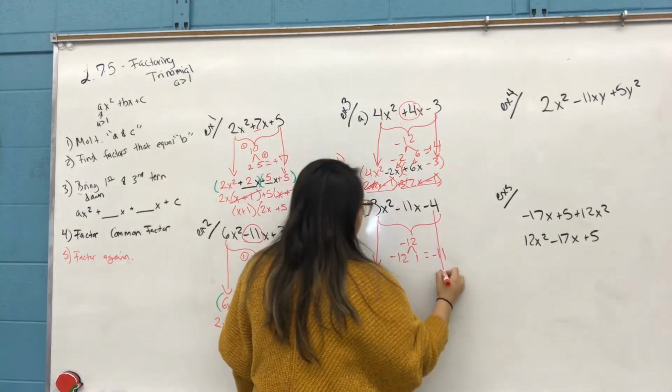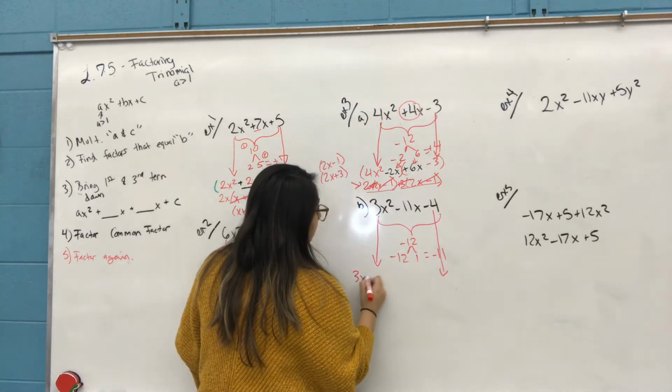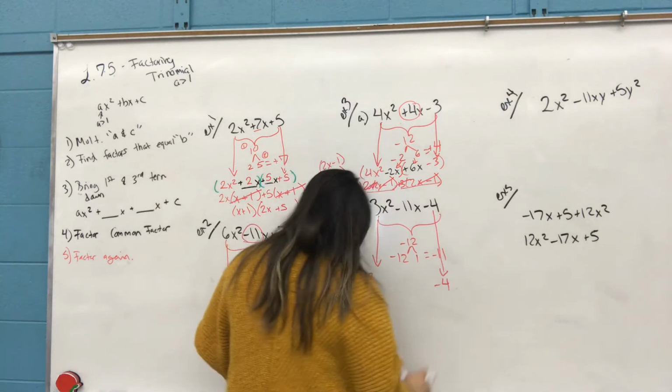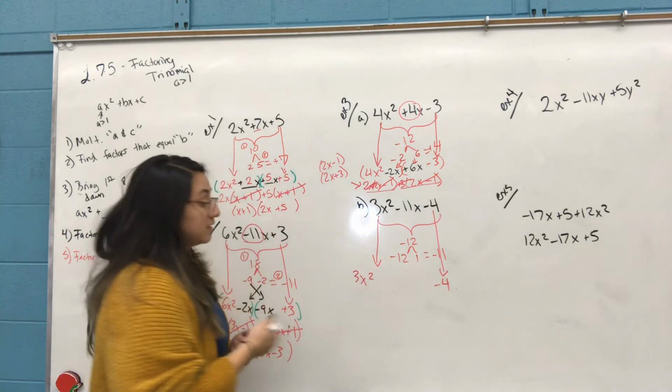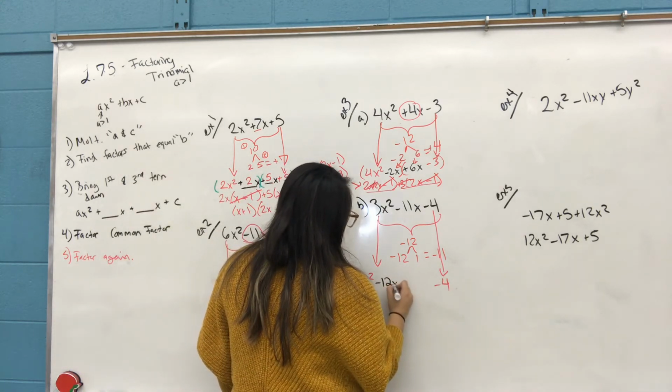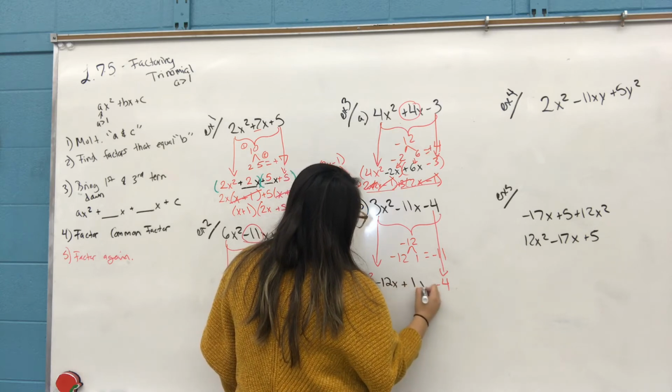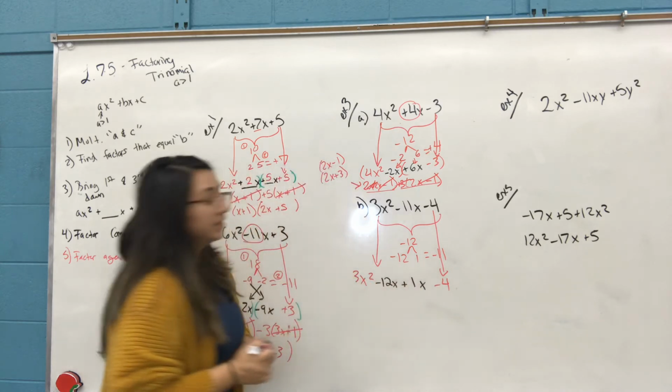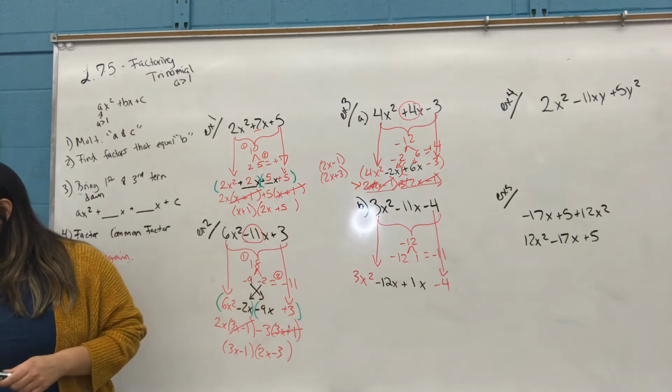Factor down the first term, the last term. So 3x squared minus 4. You have your two middle terms from your two factors here. I'm going to put negative 12x here plus 1x here. So I'll just put the 1 there to help you out.